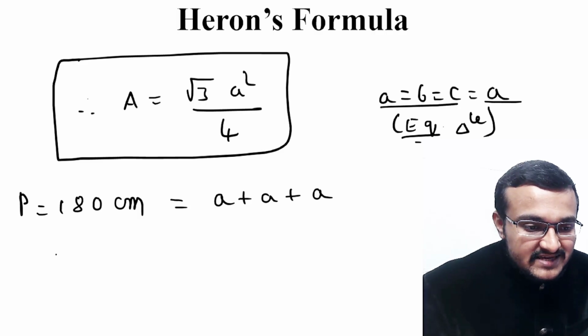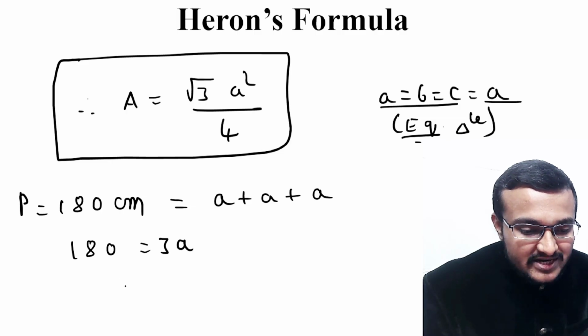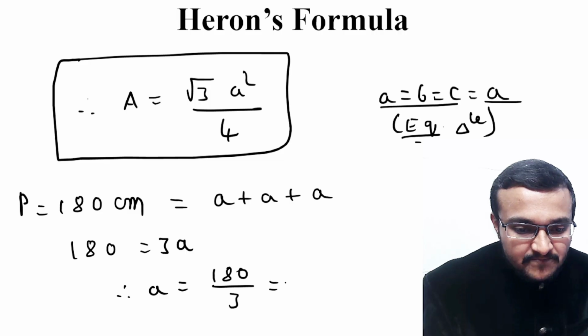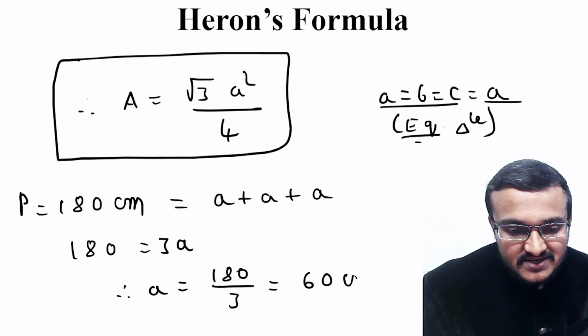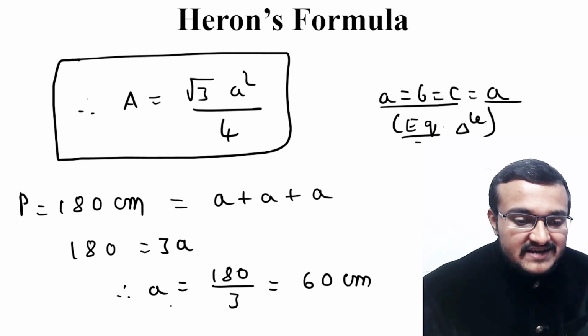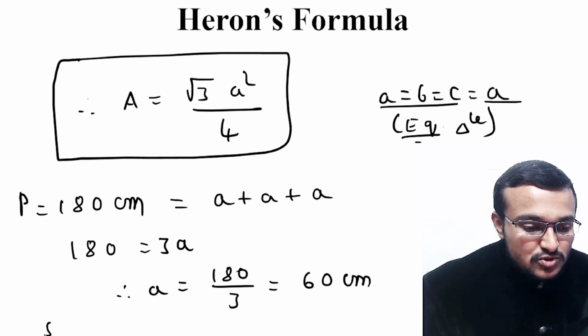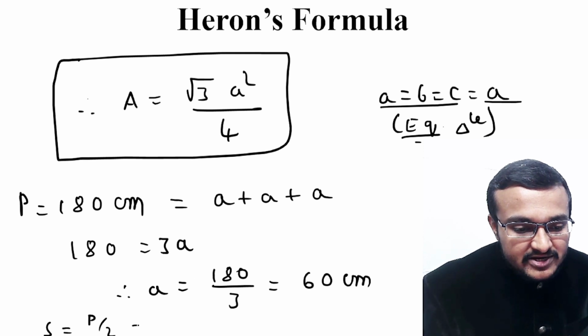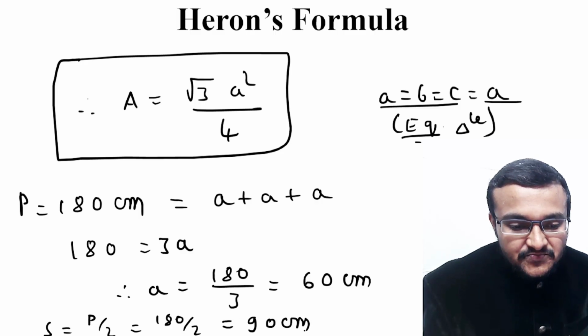Now 3 times A is equal to 180 centimeter. So 3A is equal to 180 centimeter. Therefore A is equal to 180 divided by 3, that is 60 centimeter. Now the length of each side of this equilateral triangle is 60 centimeter. What is S? S will be P by 2, that is 180 by 2. So 180 by 2 is 90 centimeter.